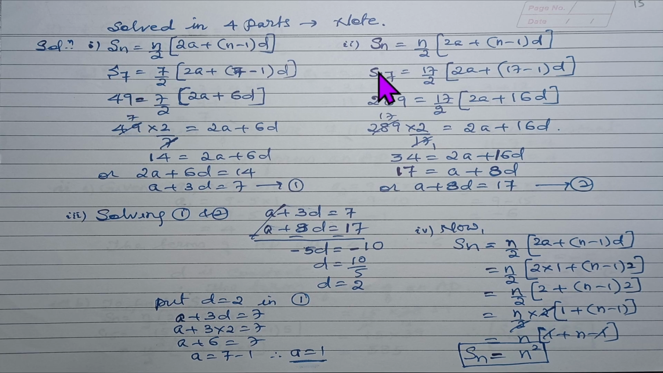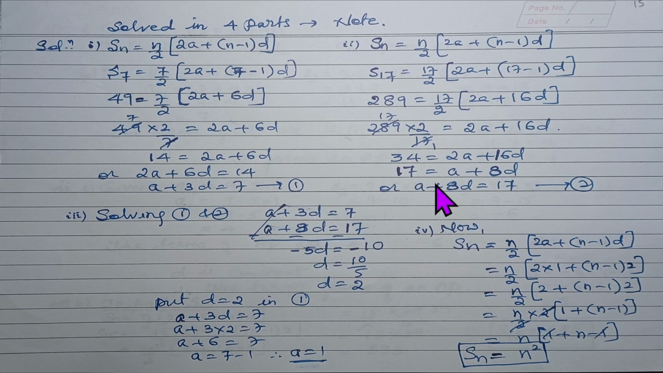From the second equation, S17 is equal to 289. Again, let us go for finding out the second equation. Sn is equal to n upon 2 in the bracket 2a plus n minus 1 into d is the formula. S17 is equal to 17 by 2 in the bracket 2a plus 17 minus 1 into d, or 17 upon 2 in the bracket 2a plus 16d, or 289 into 2 by 17, taking this on the left LHS, is equal to 2a plus 16d, 34 is equal to 2a plus 16d, 17 is equal to a plus 8d, or a plus 8d is equal to 17. So we have got the second equation.